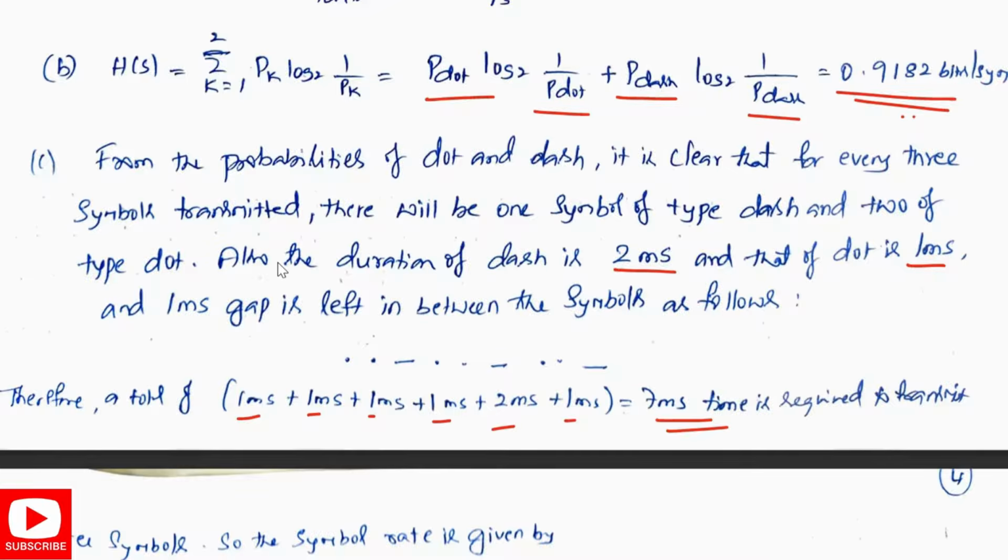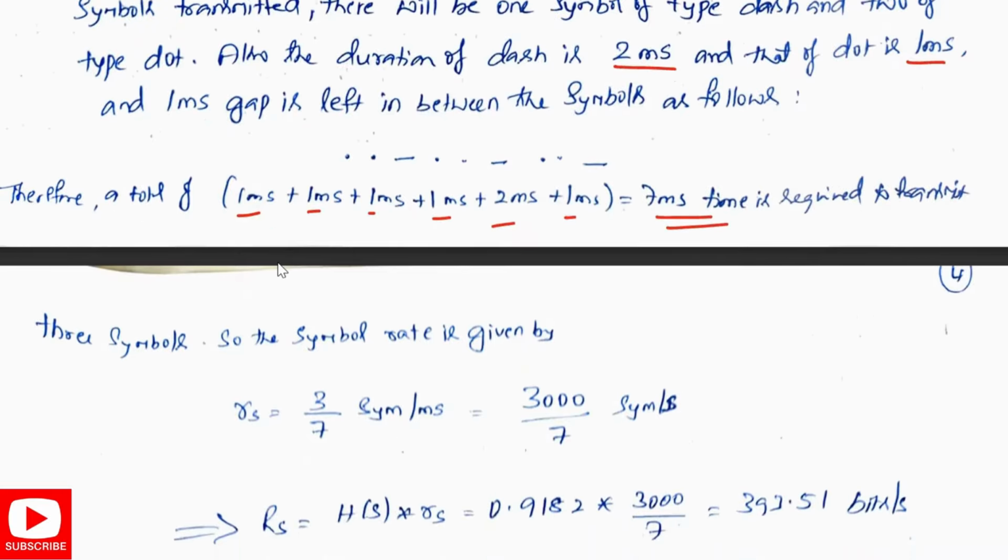So the symbol rate, you need to find out the symbol rate, that is given as RS is equal to 3 by 7 symbols per millisecond, and converting that to seconds, it is 3000 by 7 symbols per second. Then you need to multiply this rate to the obtained entropy. So entropy into this rate is, we get bits per second.